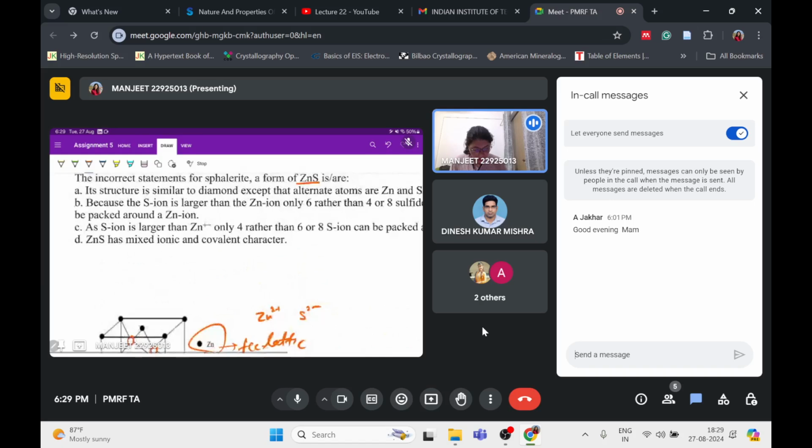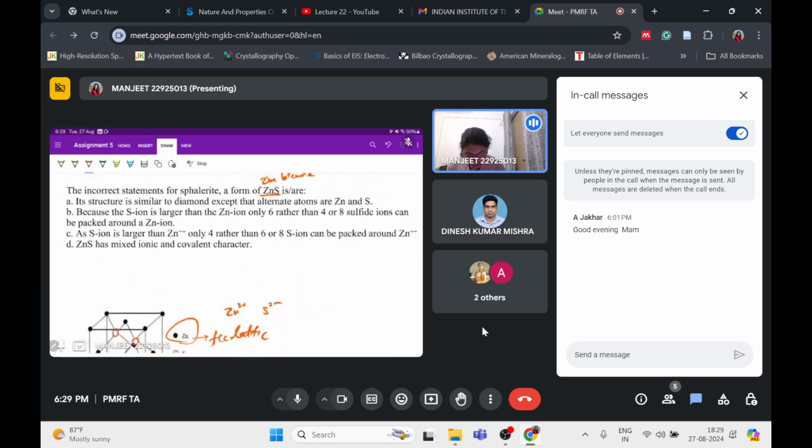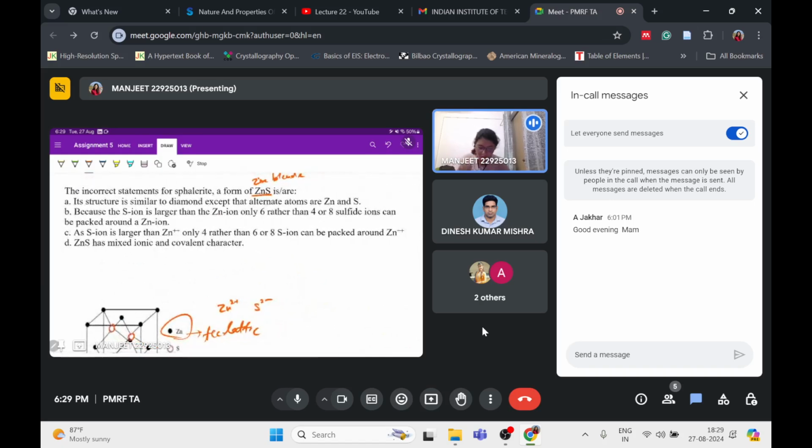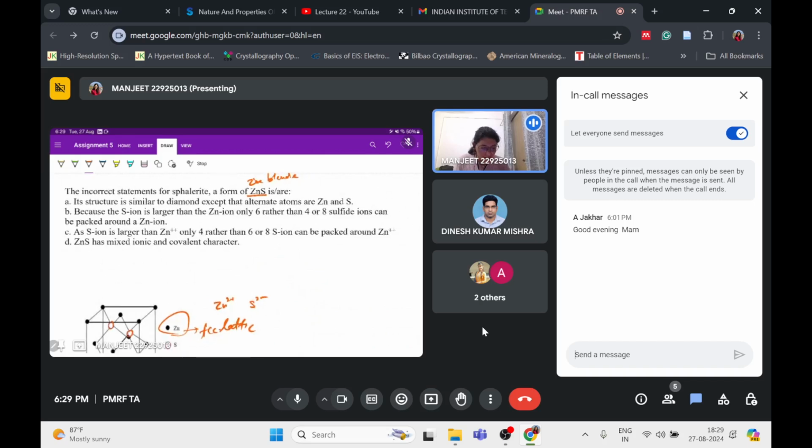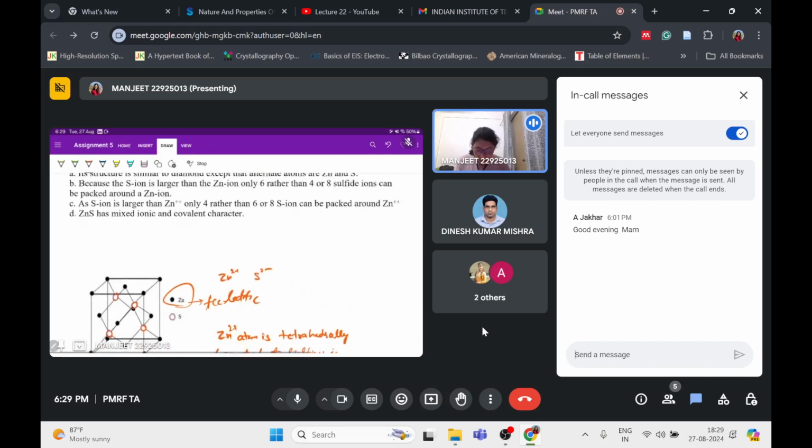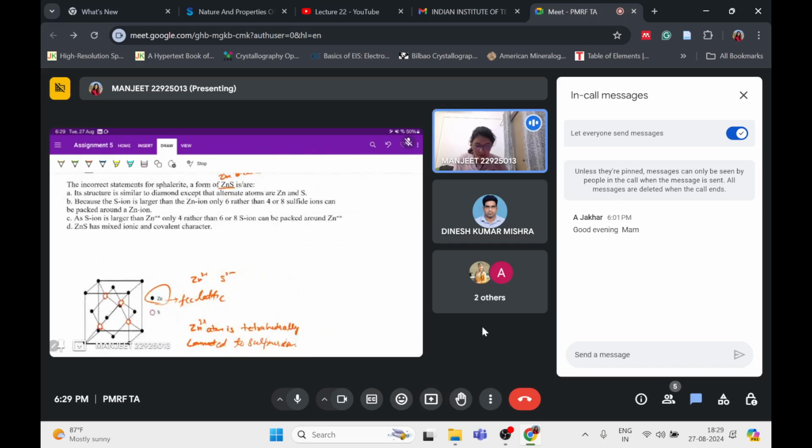Okay, so in this A part, it says its structure is similar to the diamond, except that the alternate atoms are zinc and sulfur. Yes, it is true. In the diamond, we have the same kind of structure. There we have carbon atoms instead of zinc and sulfur, and they are also having the FCC like structure. Here my atoms are alternatively arranged as zinc and sulfur. So it is correct.